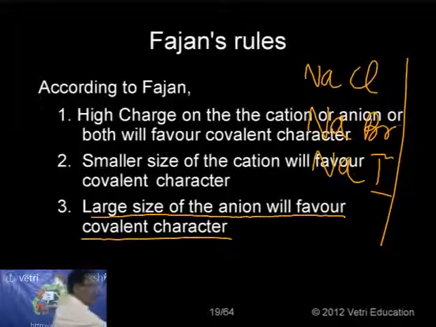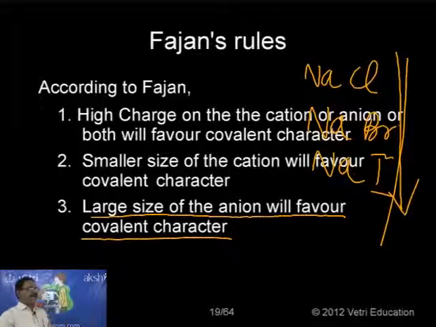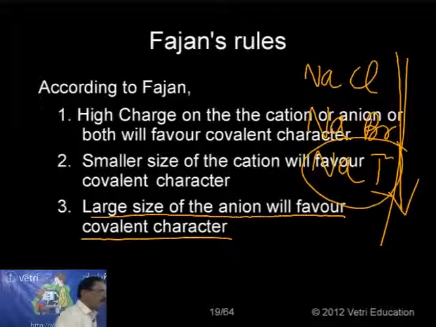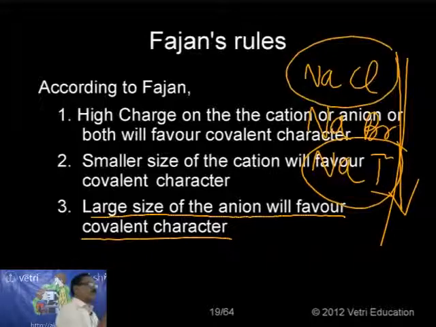When you move down, chlorine, bromine, iodine, the size of the anion is increasing. Iodine has a larger atomic size than bromine, and bromine has a larger atomic size than chlorine. So larger size of the anion will favor covalent character. According to this, sodium iodide is more covalent, whereas sodium chloride is more ionic.